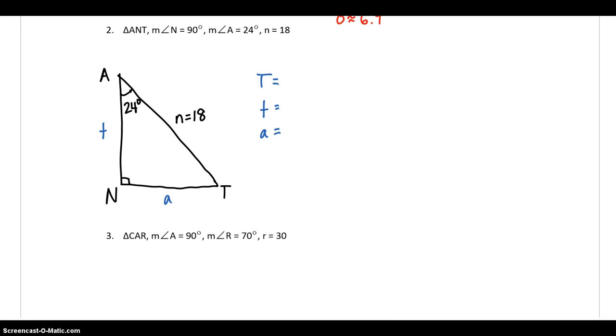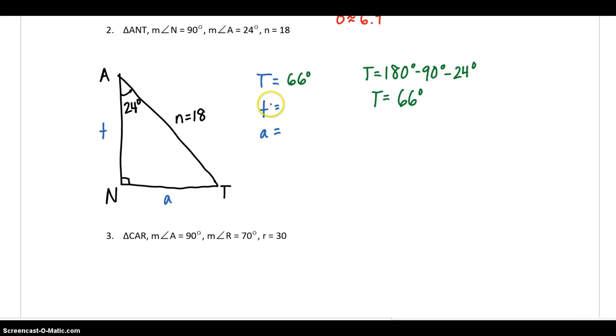Alright, angle T. Remember, we already know two angles, so angle T is just going to be 180 minus the two angles we know, so that's 90 degrees and 24 degrees. We can use our calculator for that if we need to, but that should end up giving us 66 degrees. So there's T. Next, we're going to solve for our side.